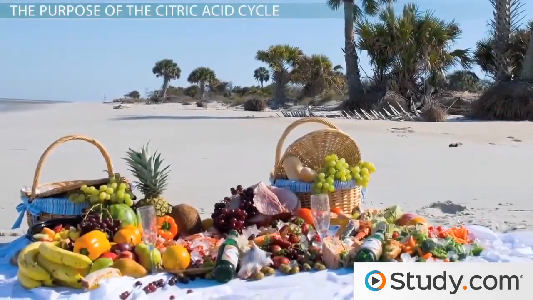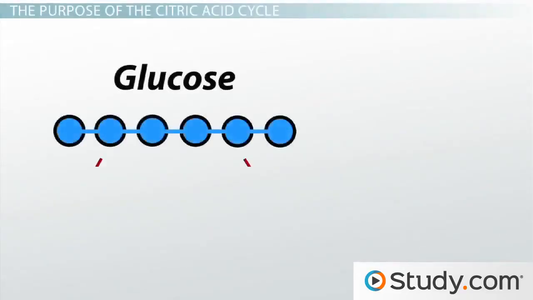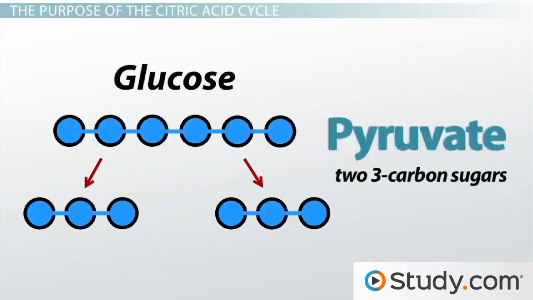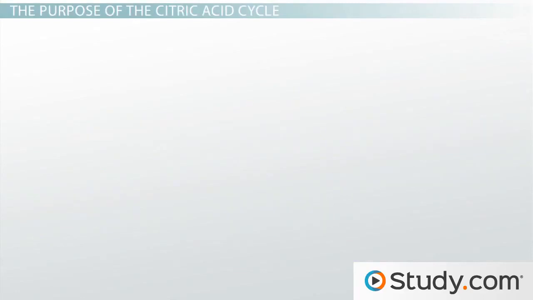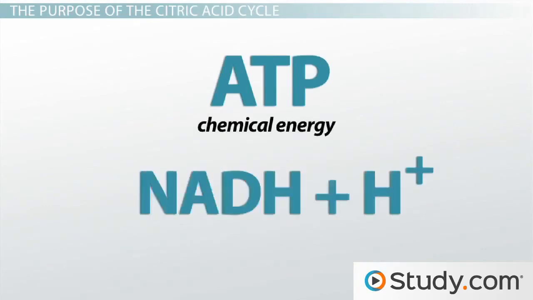In glycolysis, you remember that we broke down sugary glucose molecules from the food at our picnic. One glucose molecule in glycolysis became two 3-carbon sugars called pyruvate. During this process, we also netted two ATP molecules, or units of chemical energy, as well as two NADH plus proton molecules, or electron carriers.